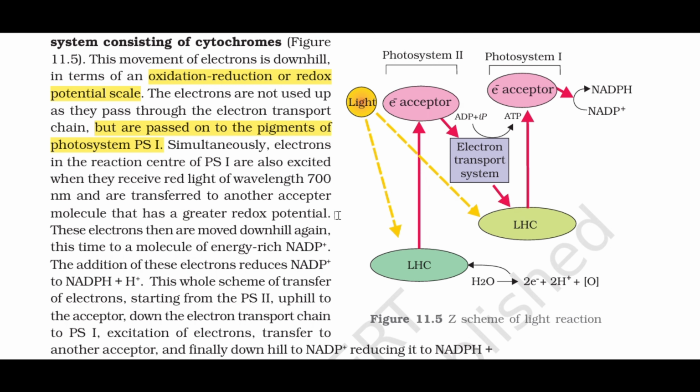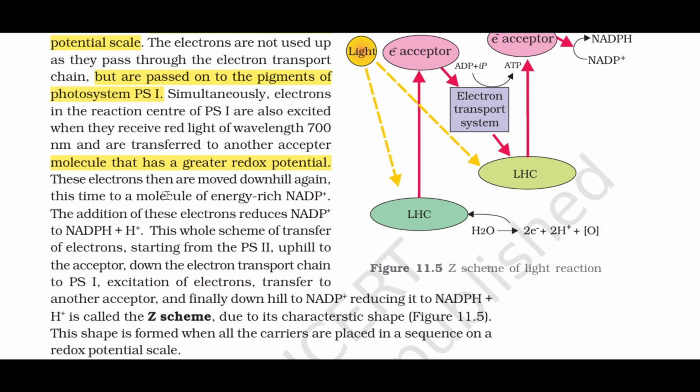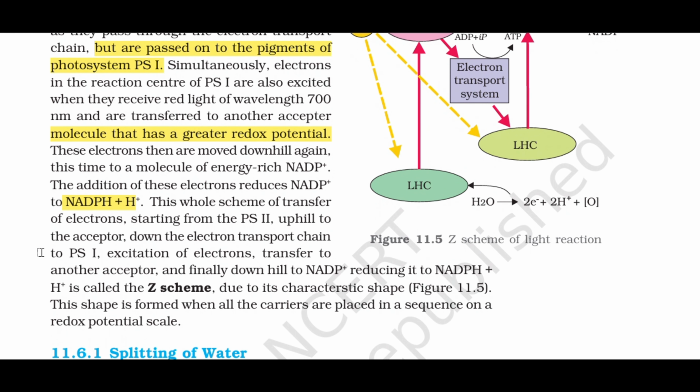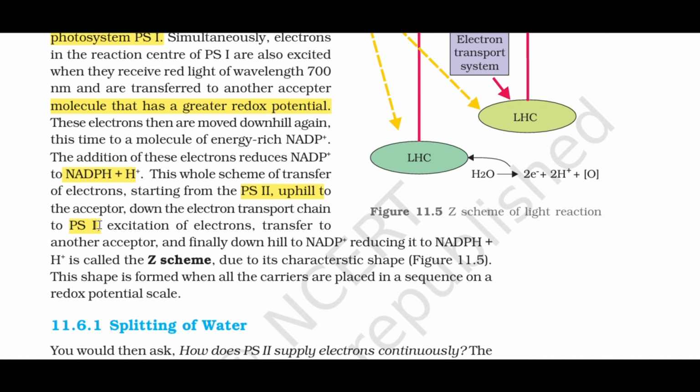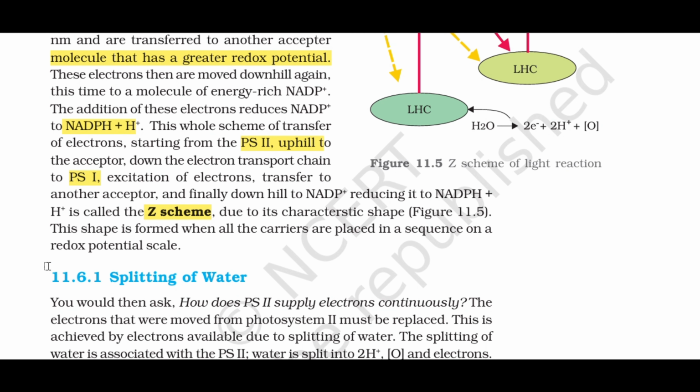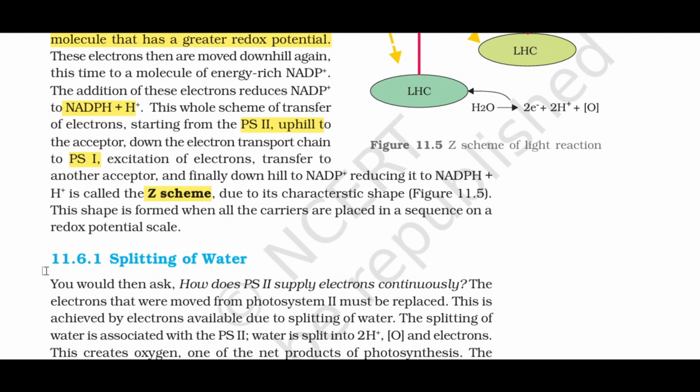These electrons then are moved downhill again, this time to a molecule of energy-rich NADP+. The addition of these electrons reduces NADP+ to NADPH + H+. This whole scheme of transfer of electrons, starting from the PS II, uphill to the acceptor, down the electron transport chain to PS I, excitation of electrons, transfer to another acceptor, and finally downhill to NADP+, reducing it to NADPH + H+, is called the Z scheme, due to its characteristic shape, figure 11.5. This shape is formed when all the carriers are placed in a sequence on a redox potential scale.